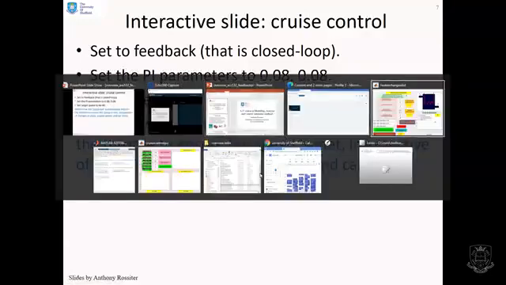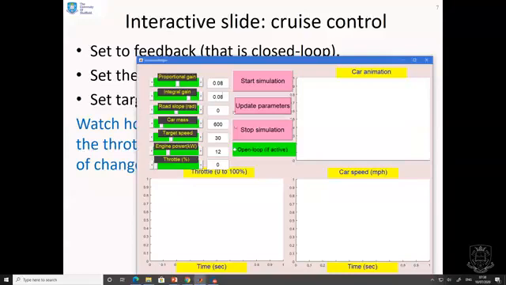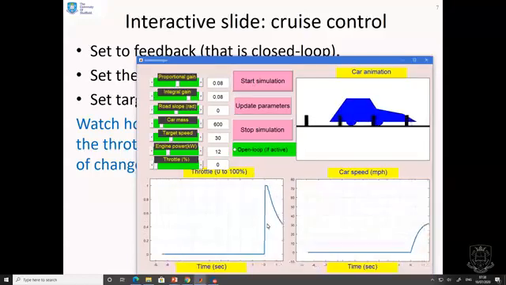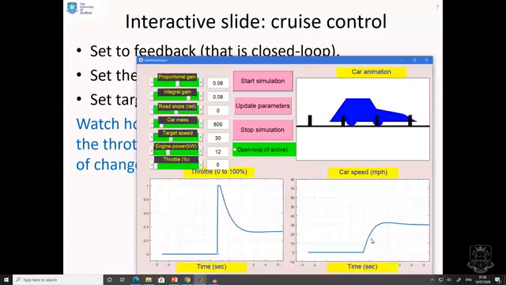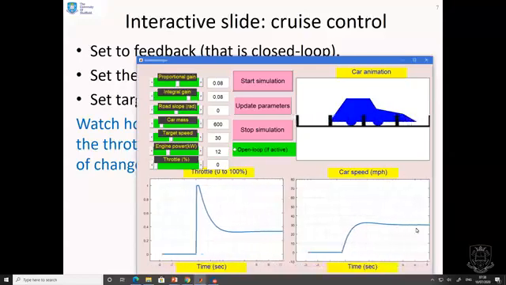So here we go. If we find the cruise control, there it is. You can see I've set the parameters to be 0.08. It's in closed loop, so we can just start. The target speed is 30, and you can see the throttle is moving automatically. And the speed is changing, and you can see we're getting to the desired speed.